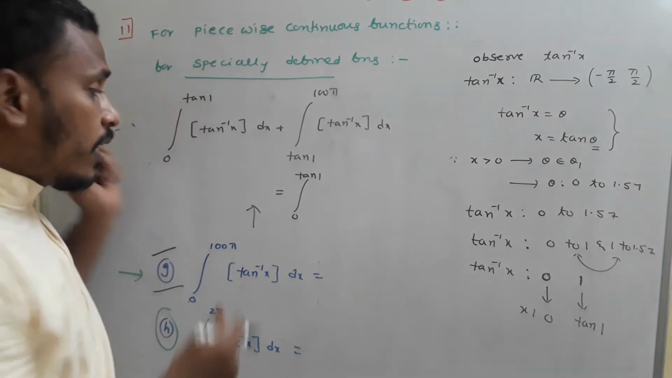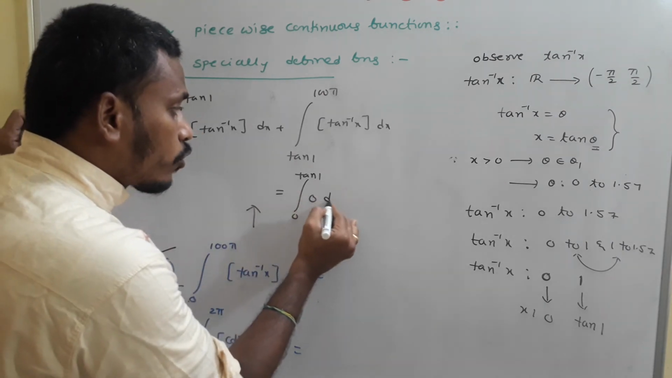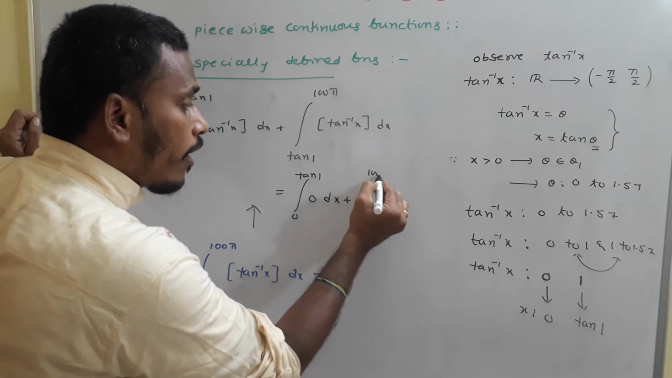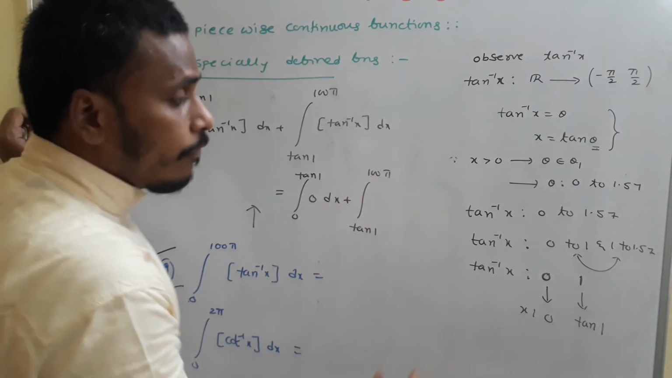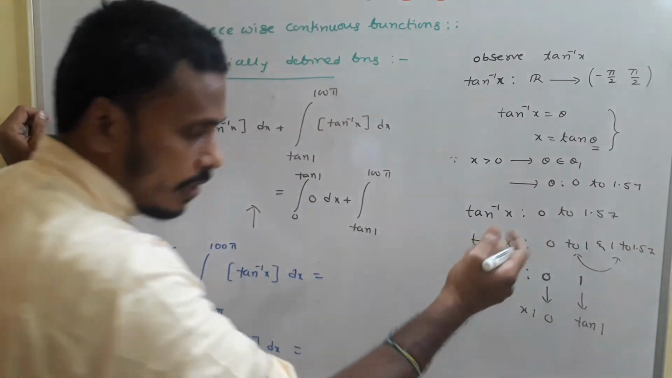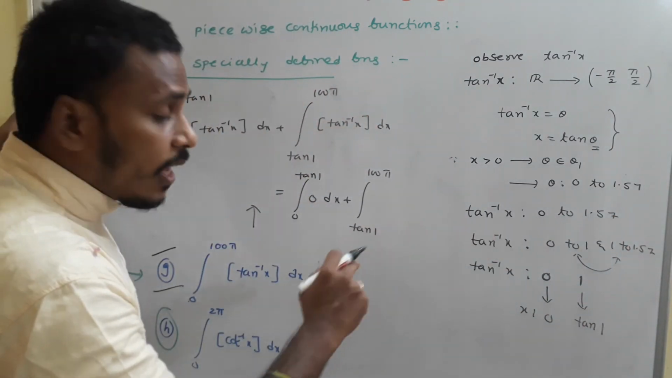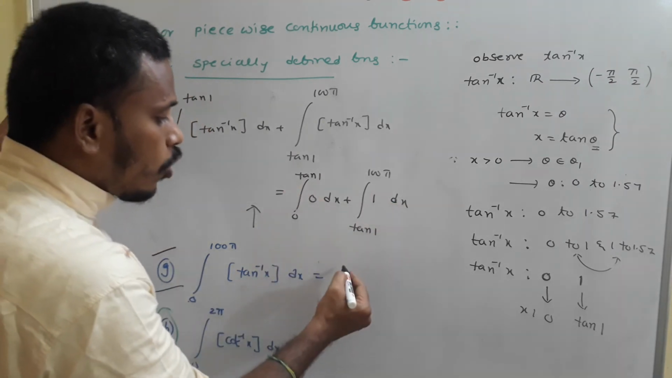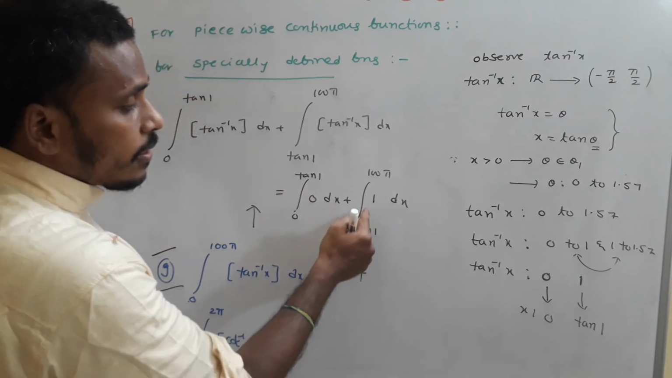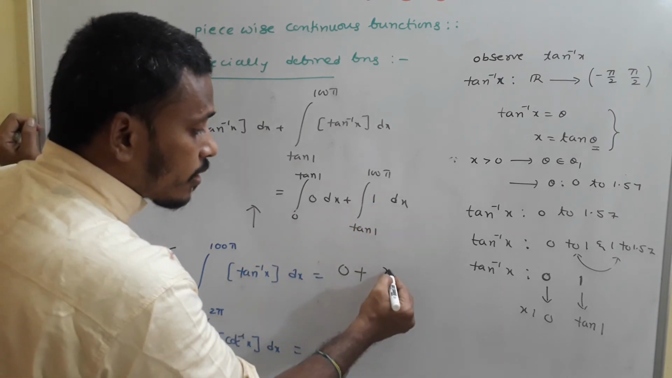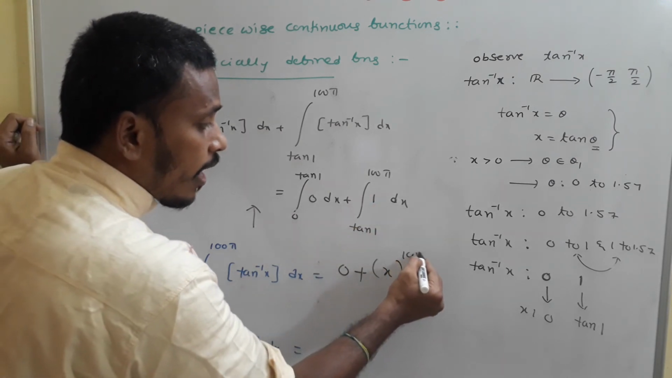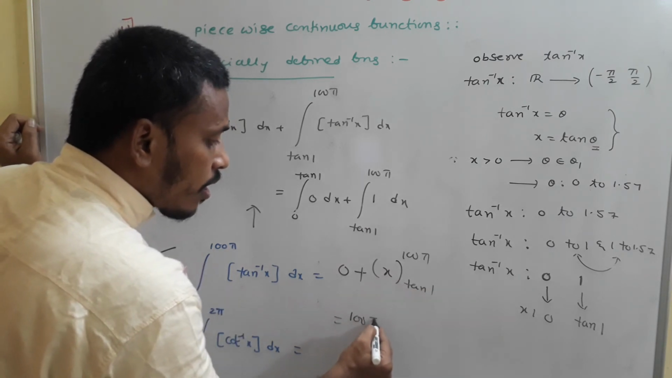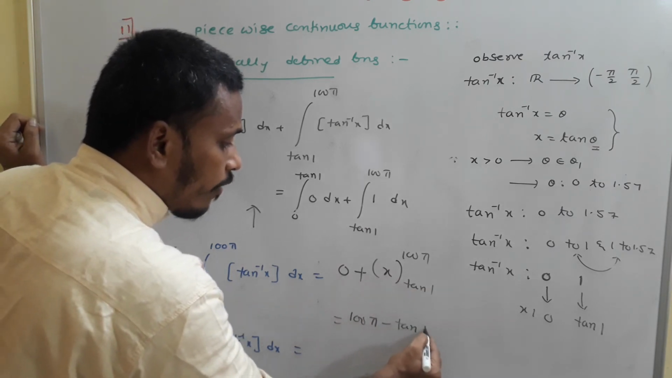So this equals integral 0 to tan 1. In between 0 to tan 1, the step of tan inverse x is 0 only, so 0 dx, plus integral tan 1 to 100 pi. After tan 1 the value changes from 1 to 1.57, and in that region the step value is 1 only, so 1 dx. The integral of 0 dx is 0, plus the integral of 1 is x with limits tan 1 to 100 pi, and at the end your answer is 100 pi minus tan 1. There ends the problem.